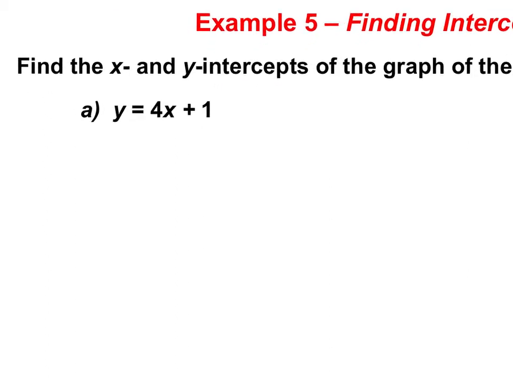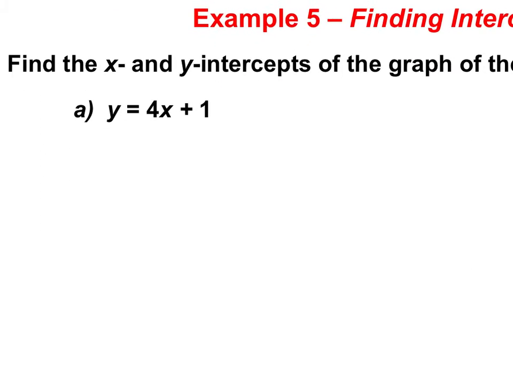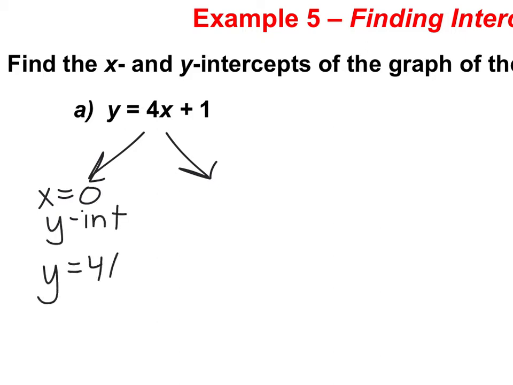So find the x and y intercepts. If we look at letter A, every problem is going to have two answers. It's going to have an x-intercept and a y-intercept. So we have to do this process twice for this one example. If I let x equal 0, I'm going to find my y-intercept. So I do y equals 4 times 0 plus 1. And then if I solve that, I get y equals 0 plus 1, y equals 1.